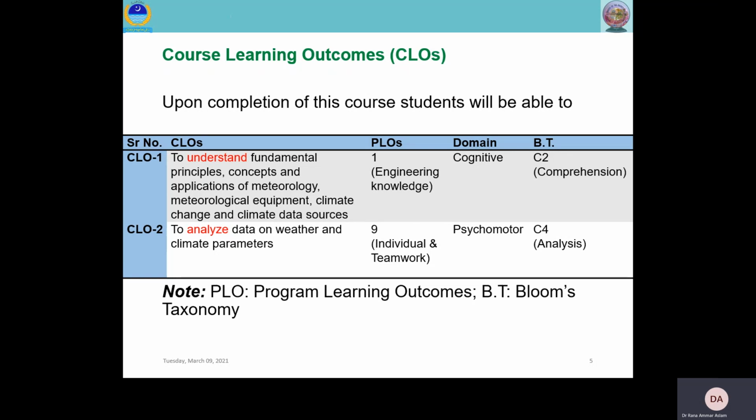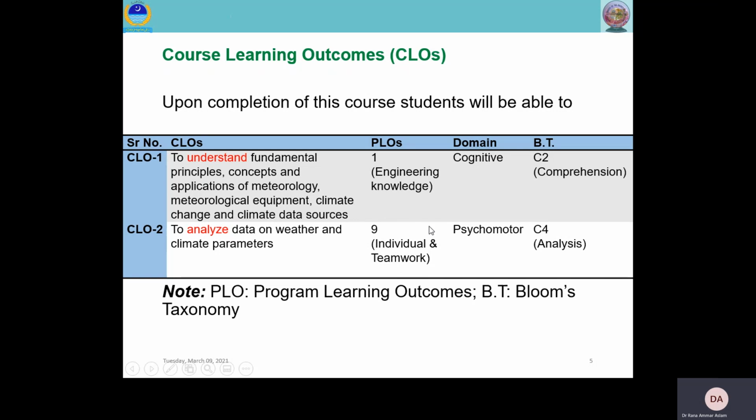So, after getting those data sets, you can analyze them to find out various characteristics of the weather as well as the climate, and the effect of other factors like sunlight and human intervention on the weather and the climate. So that's why I have written here to analyze data on weather and climate parameters.